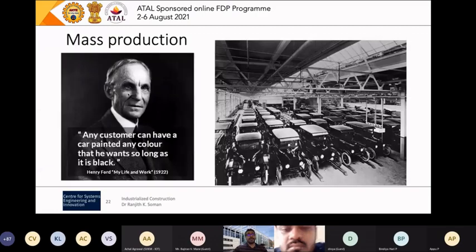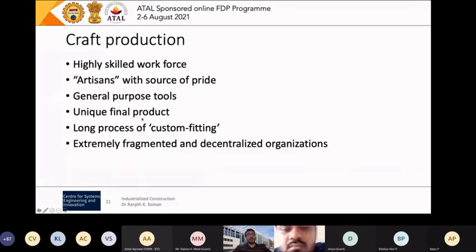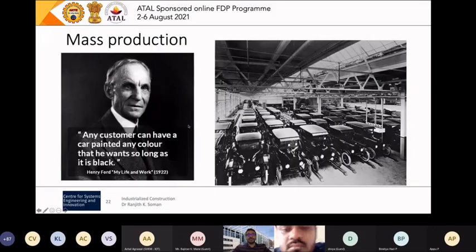Then came a revolution, and it was this particular idea about mass production, which had a different philosophy. They were producing the same item in numbers. So it's not a unique final product, and there is no general purpose. There were really good tools being created to do a particular process alone, and they produce stuff. But what is the problem with that?